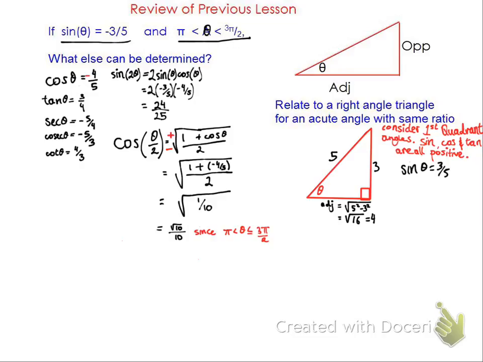But you have to keep in mind, this is where theta is. Theta is in the third quadrant. What's our angle we have here? It's not just theta, it's half theta. So since theta is between pi and 3 pi on 2, what is half theta in between?